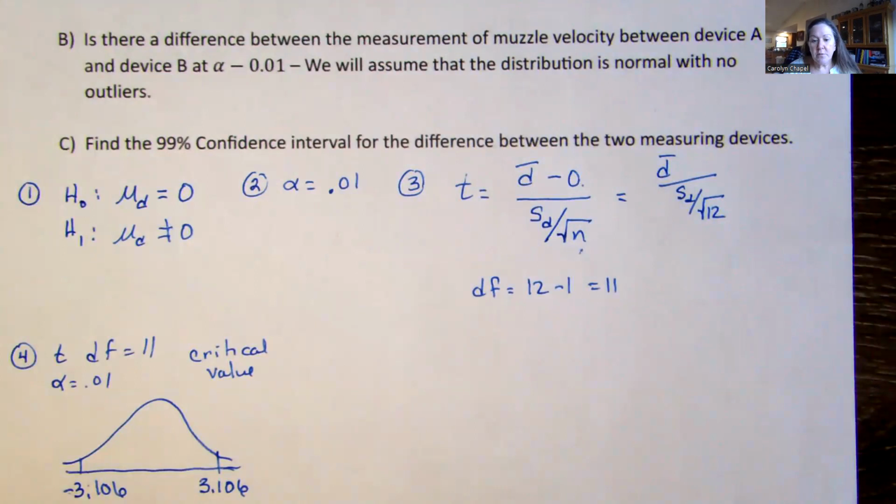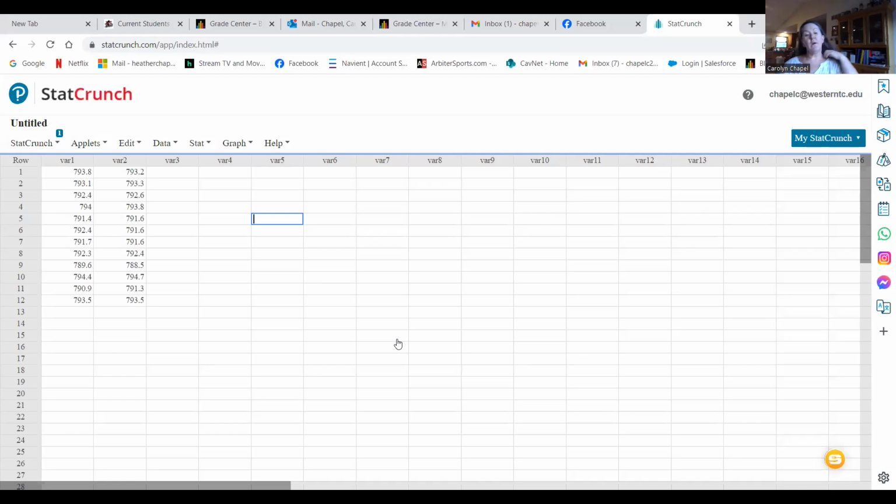So I'm going to switch to looking at StatCrunch because that's the technology I want to use. Okay, and what I did ahead of time is I did type in the information. So I have the data in here. So there's that measurement from device A, and here is measurement for device B. So you can kind of see those numbers all in there.